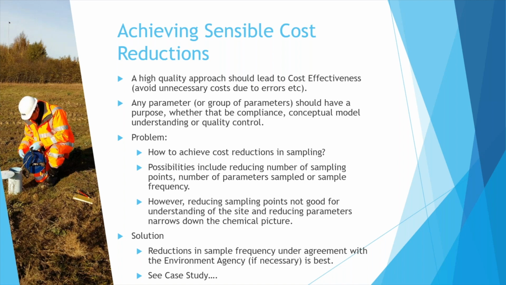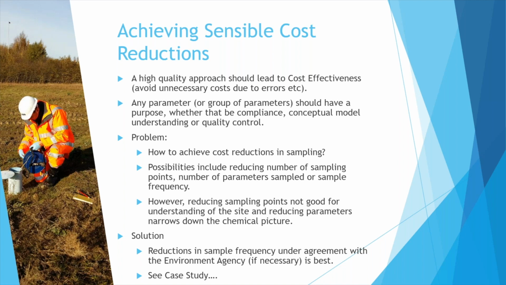Now, how to best achieve some cost reductions and ensuring what you're doing is cost effective and optimal. There are three possibilities when you're looking at the design of your sampling. Those include the number of the monitoring points, reducing the number of parameters sampled, or the sampling frequency. Now, the first two of these, if you look at trying to achieve savings by reducing the number of monitoring points, that has the risk of reducing your understanding of the site conceptual model and the water quality of the site. If you're looking at reducing the number of parameters, that has a potential downside of narrowing down the chemical picture that you have from your data set once it's been produced.